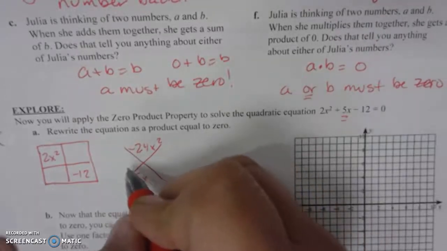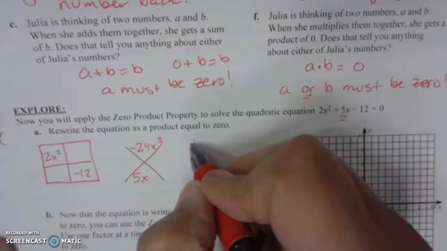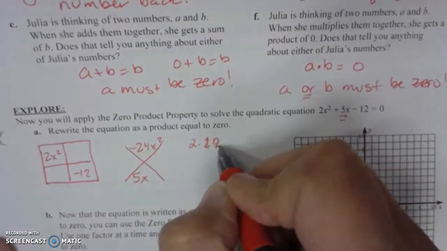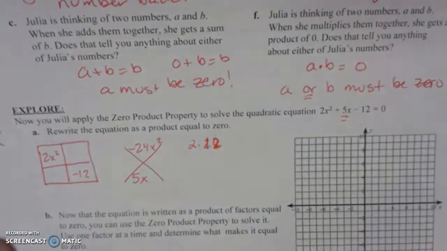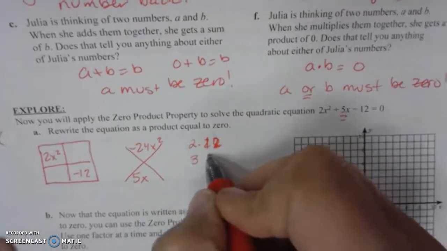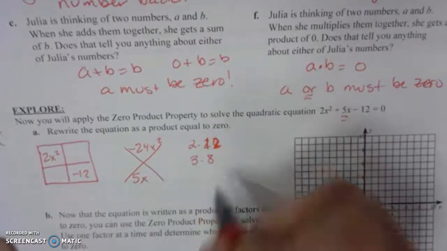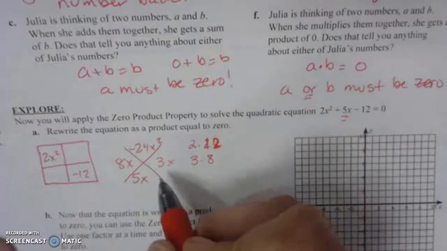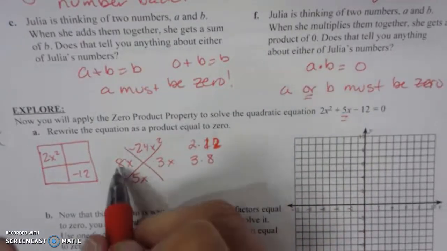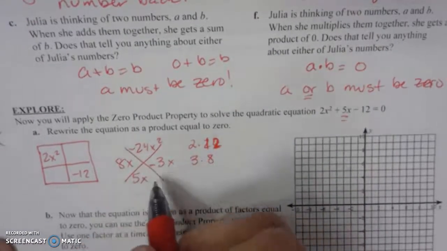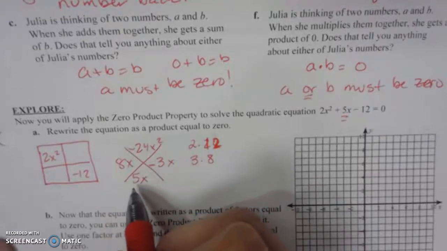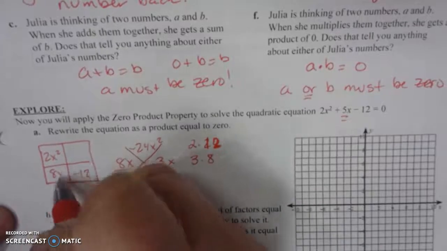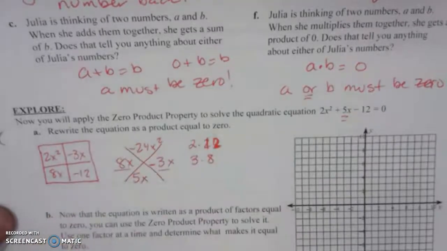Let's see. 2 times 12 makes 24, but I can't get a 5 out of it. 3 times 8 makes 24. Oh, I can get a 5 out of that. I'm going to have one of them be 8x and one of them be 3x. I want it to be a positive 5, so I'm going to have to make the 3 negative. So these are my terms, 8x and negative 3x.